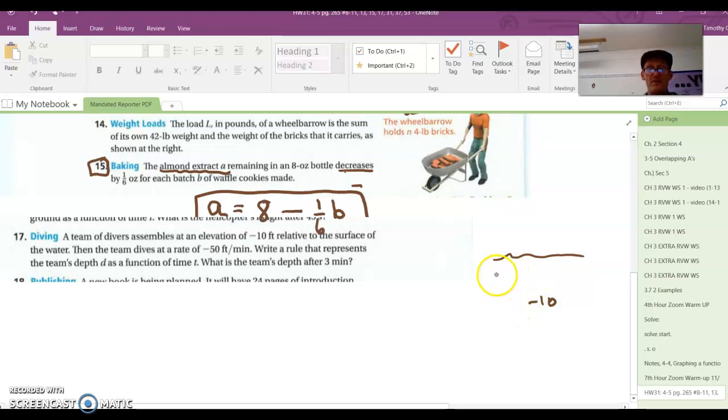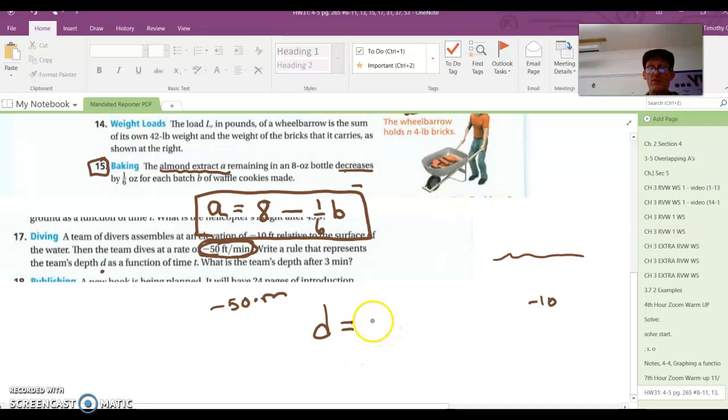Then the team dives at a rate of -50 per minute. So like -50 times m per minute. Write a rule that represents the team's depth as a function of time. So what that means is D equals. So what is the depth of the divers?